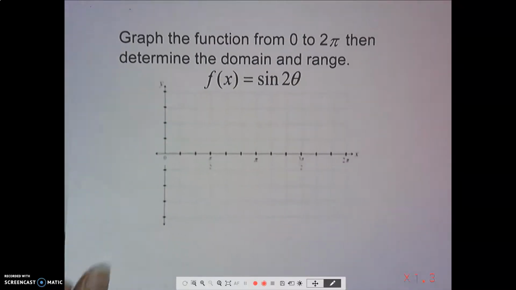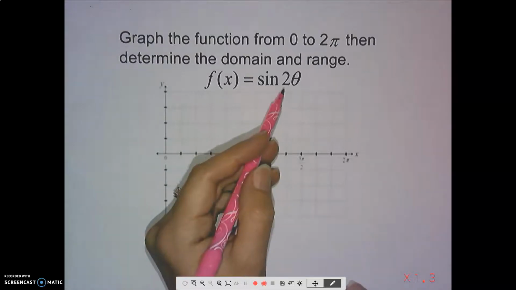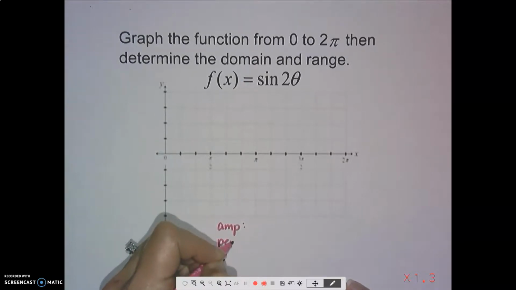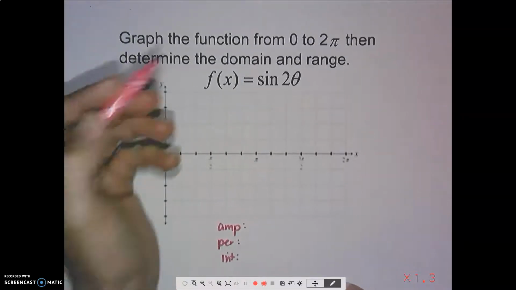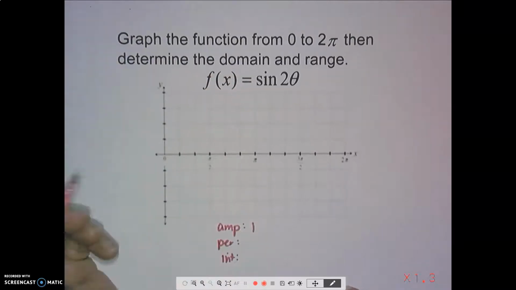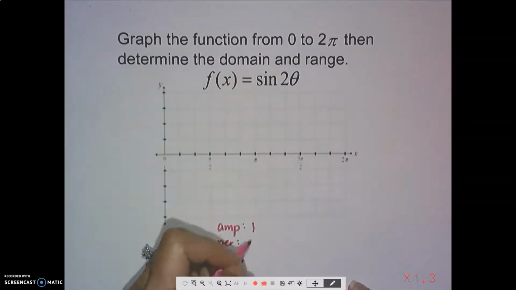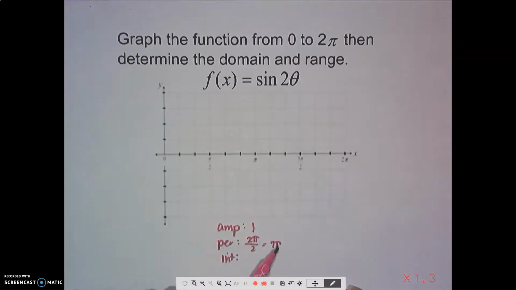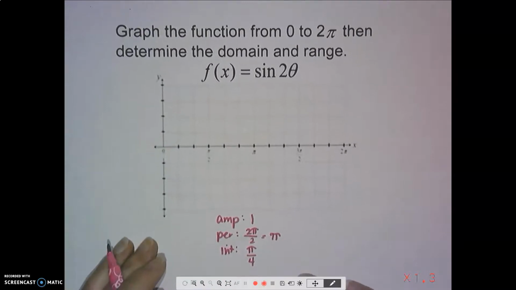So let's see what happens when we change where the 2 is. We need amplitude, period, intervals. All right, so amplitude is going to just be 1. The period, we're going to take 2 pi and divide it by 2. So that means by the time we make it to pi, we should have 1 sine curve completed, because there are 2 sine curves that happen by the time you make it to 2 pi. So then our interval would be pi over 4. So every pi over 4, we need to mark something.